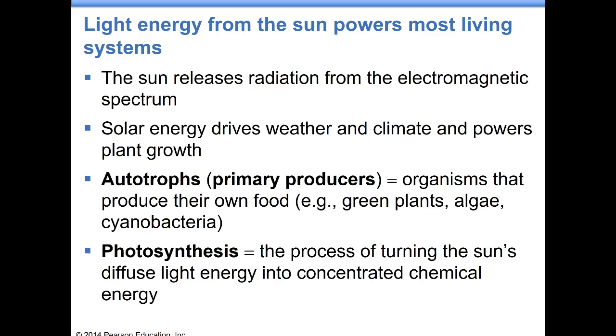Now that chemical energy, remember, is in the bonds. So it's stored in those bonds, and because carbohydrates can break down so quickly in the presence of water, it's a quick release of energy.